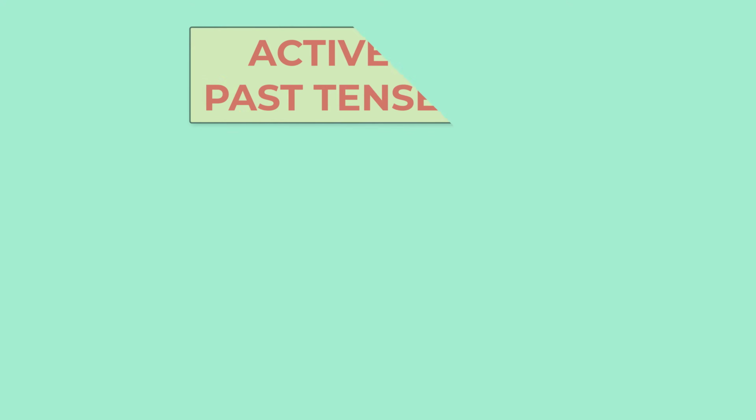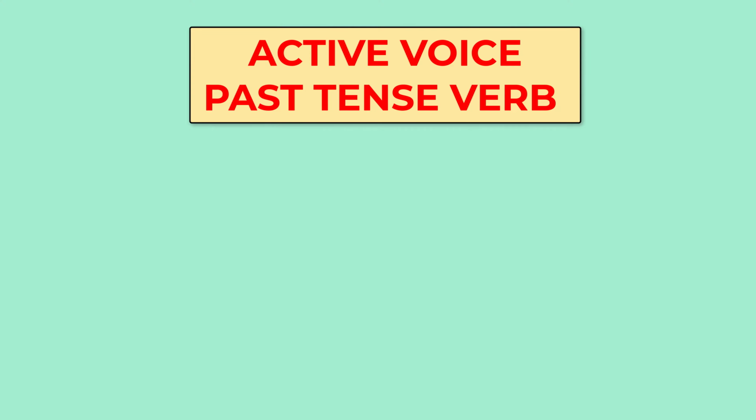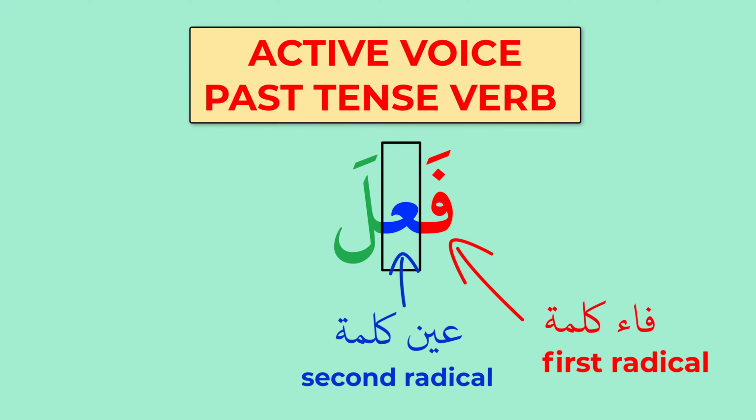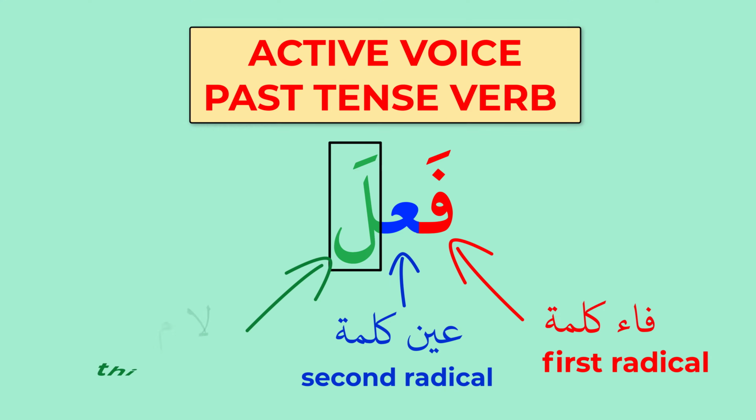So any active voice, past tense verb, will have the three base letters. All past tense verbs will actually be represented by the following. Each of these letters represents one of the three letters of any past tense verb. The first radical, which we call the fa kalima, the fa of the word, is the first letter. The ain of the word, or ain kalima, is the second radical. And the lam kalima, the lam of the word, is the third radical. So that's just some terminology there.